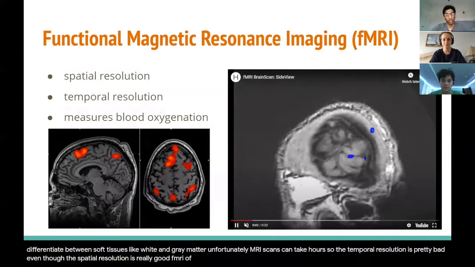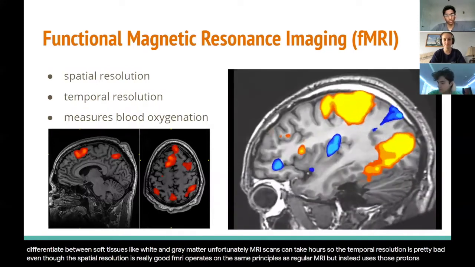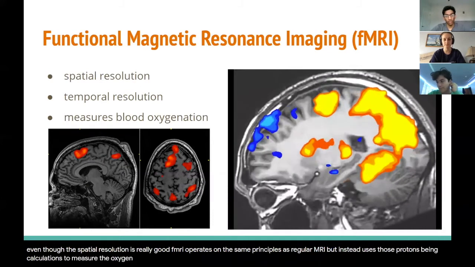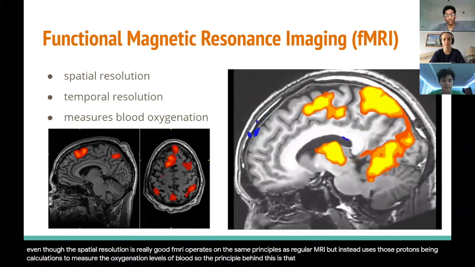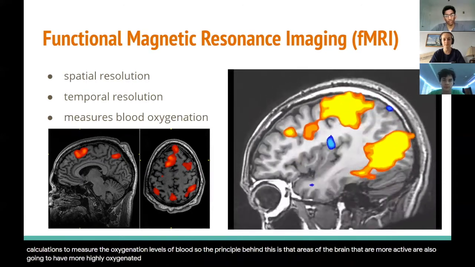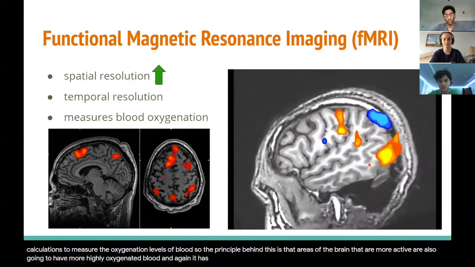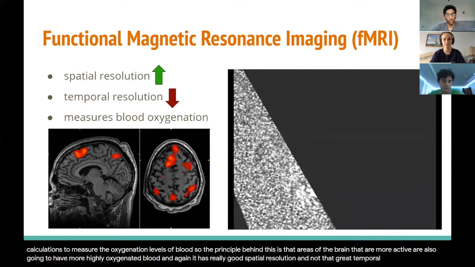fMRI operates on the same principles as regular MRI, but instead uses those proton spin calculations to measure the oxygenation levels of blood. So the principle behind this is that areas of the brain that are more active are also going to have more highly oxygenated blood. And again, it has really good spatial resolution and not that great temporal resolution.